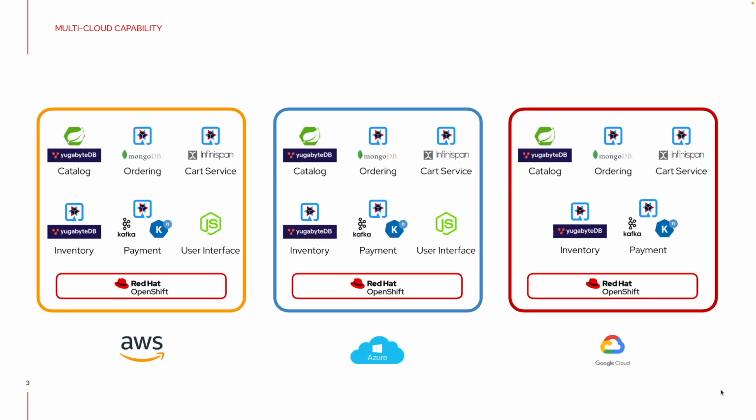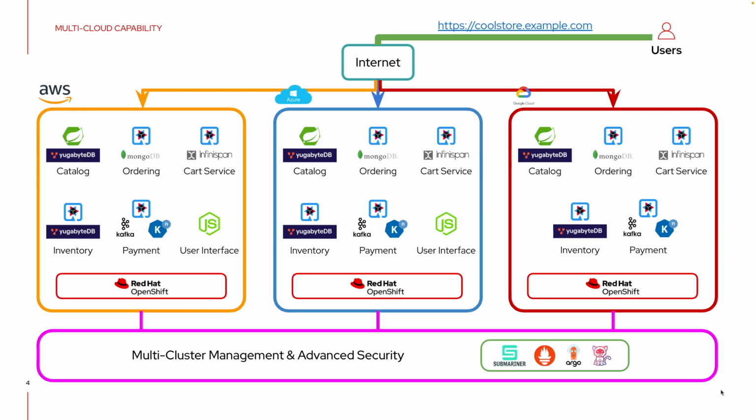These are the different components, as mentioned earlier, running across 3 different OpenShift clusters across different public clouds. We have a global load balancer that sits in front, where the user is able to access via the coolstoreexample.com web URL, and he will be able to land on any of these clouds depending on his location, the availability of the region, as well as the resources available inside the cloud.